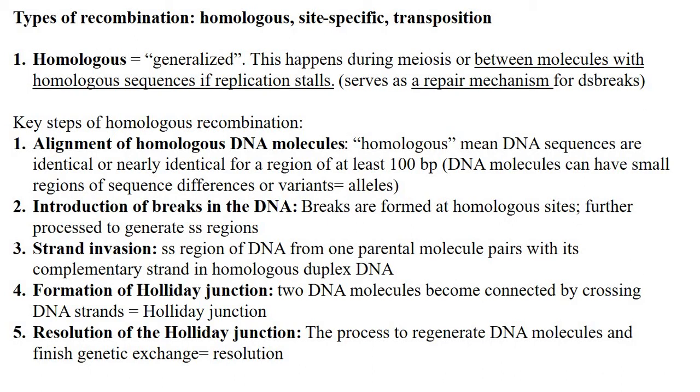There are key steps of homologous recombination, and we already talked about a few of these when we were talking about double-stranded break repair, but now I'm going to focus a little more on the mechanism. The first key step is alignment of homologous DNA molecules. First, the DNA has to find its homologous sequence. Homologous sequence can be identical or nearly identical.